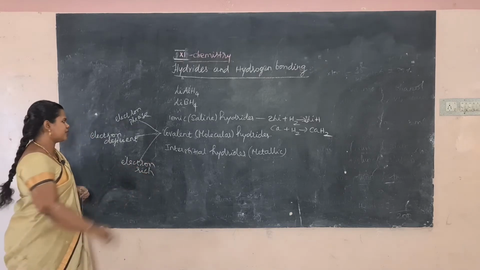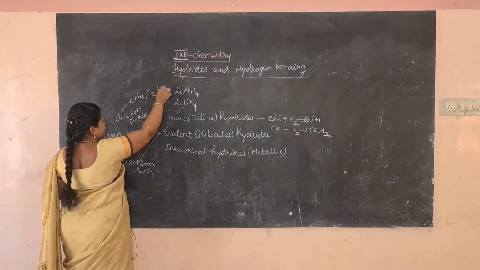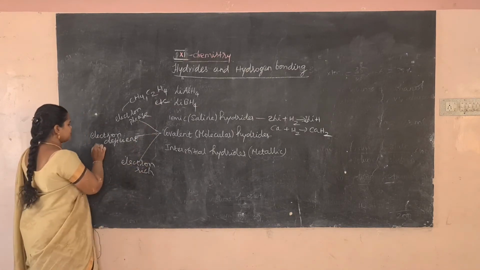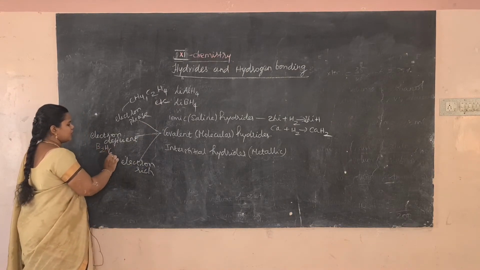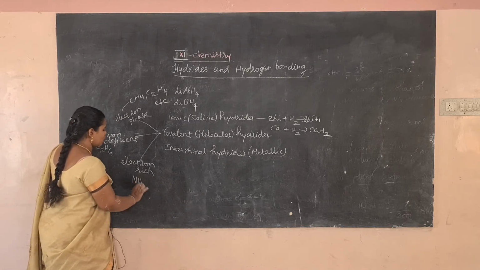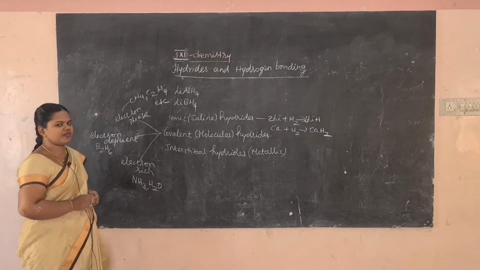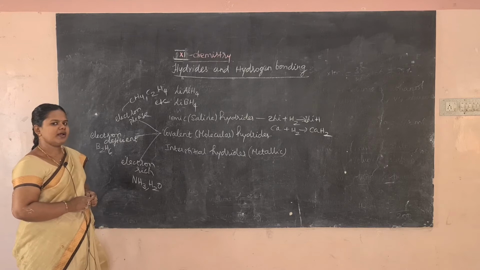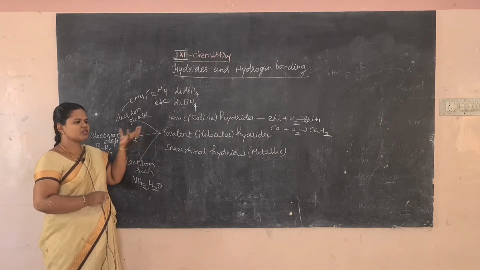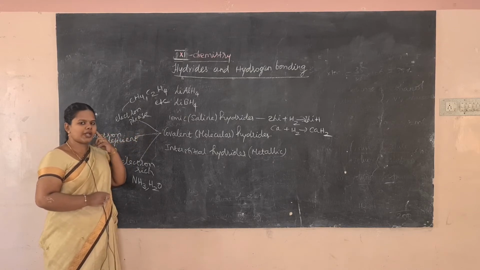So for electron precise we can take methane, CH4, C2H4 etc. as examples. For electron deficient we can take diborane, B2H6 as an example, and for electron rich we can take NH3 and water. So these are some of the examples for covalent or molecular hydrides. They resemble covalent compounds. They are all small discrete molecules.